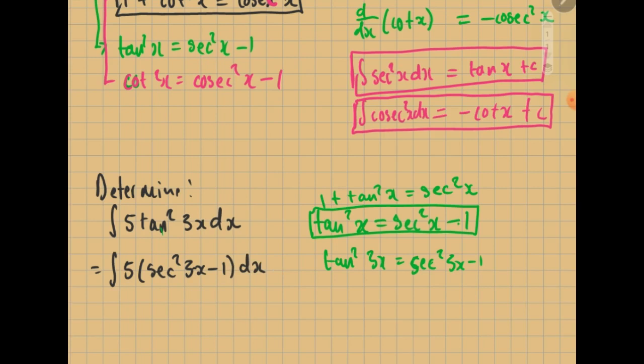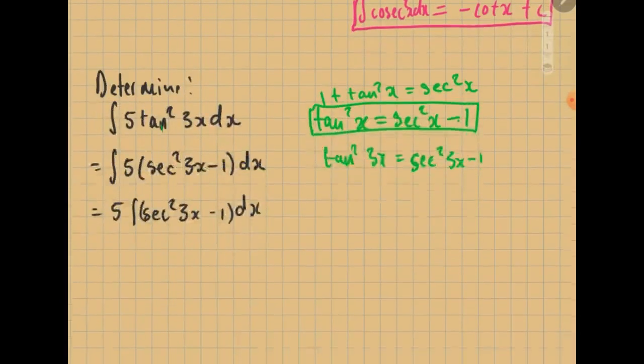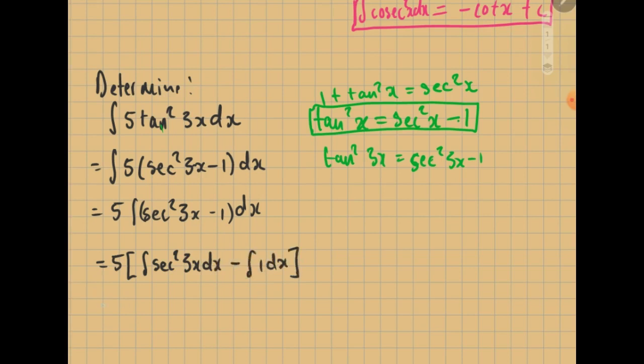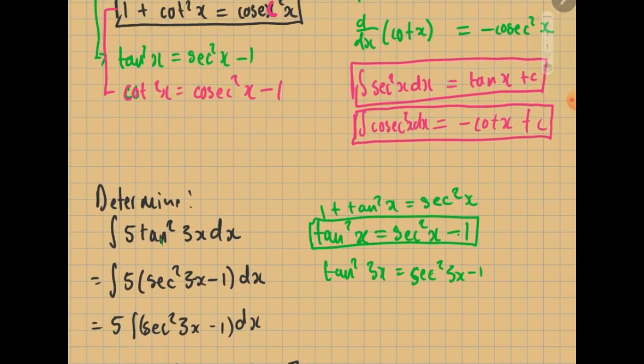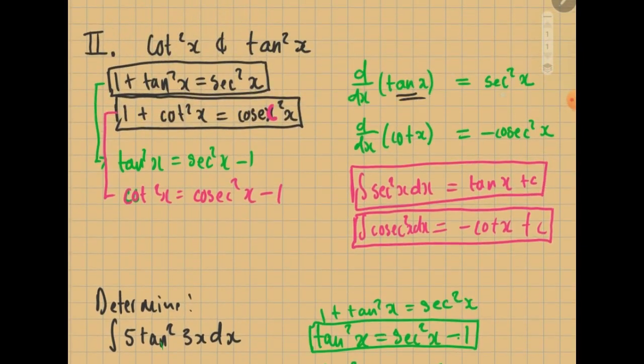Now I can pull the 5 out. 5 multiplies the integral of sec squared 3x minus 1, all with respect to x. And then I can separate them, which is equal to 5 multiplying the integral of sec squared 3x with respect to x minus the integral of 1 with respect to x. And this is 5 multiplies the integral of sec squared, which, like we just did here, is tan x, because the derivative of tan gives you sec squared.